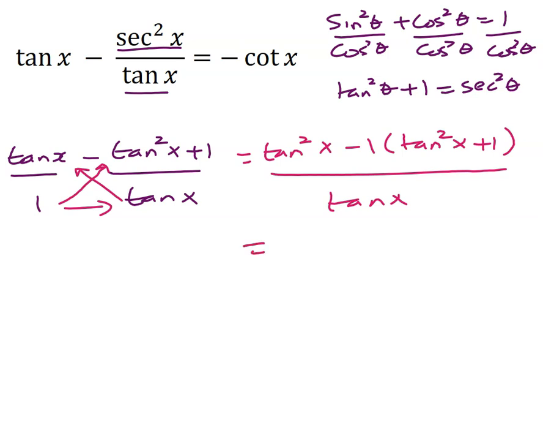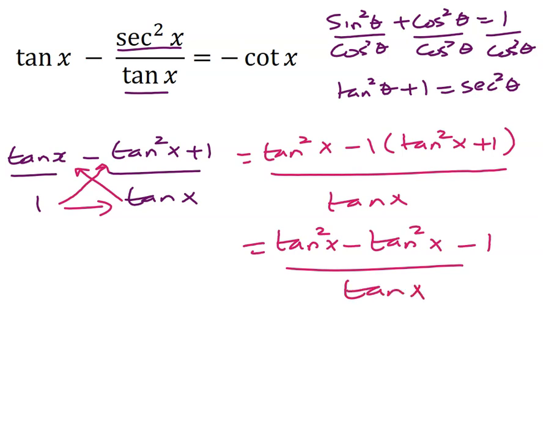So this is going to be tan squared x minus tan squared x minus 1 over tan x. So you can see that this is going to cancel this out, and we have negative 1 over tan x, which is going to be negative cotangent x.